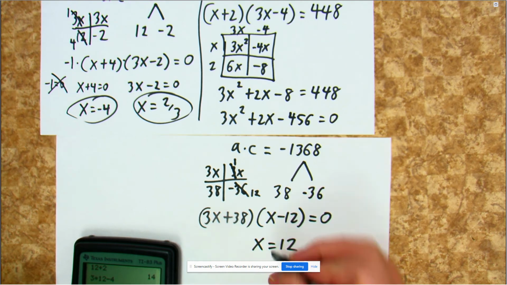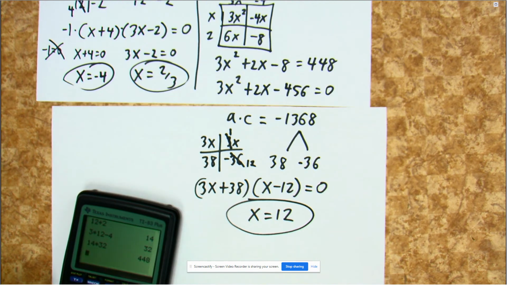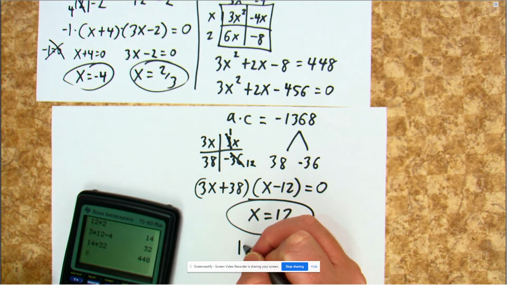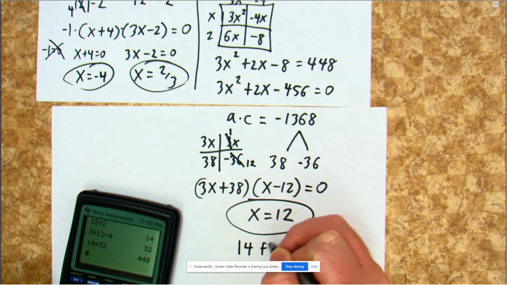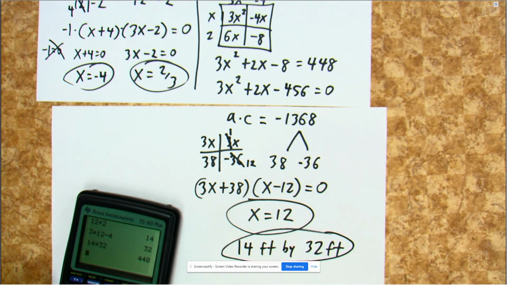They wanted me to find x, but they also wanted me to find the dimensions of the rectangle. And according to the calculations that I did, it looks like 14 feet by 32 feet. All I did was plug that 12 back into the original rectangle to get the length and the width.